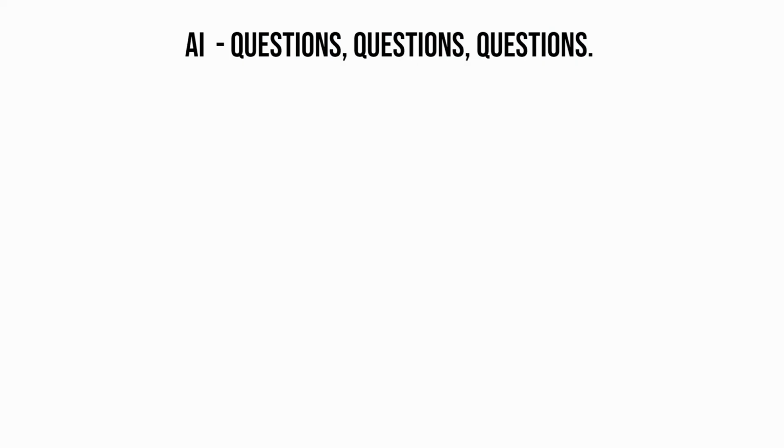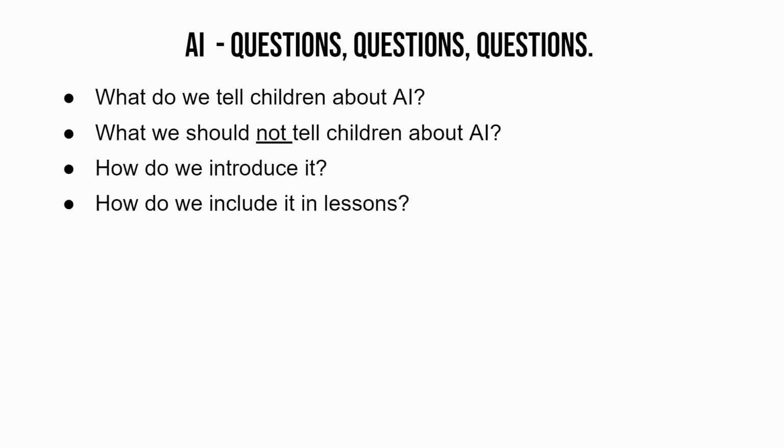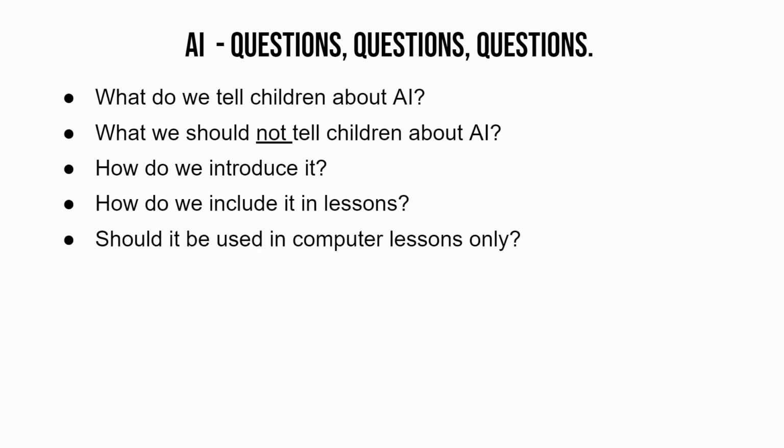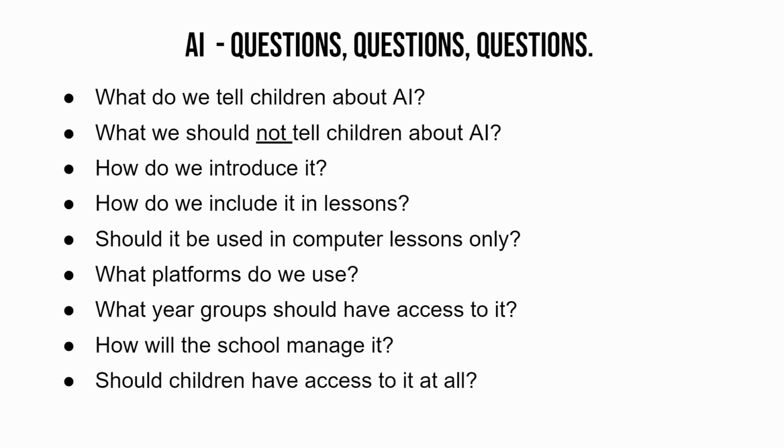But how do we use it? The problem is that AI has posed more questions than answers. And this is just a list that I created from some of the courses and some of the reading I've done. So what do we tell children about AI? What we should not tell children about AI. How do we introduce it? How do we include it in lessons? Should it be used in computer lessons only? What platforms do we use? What year groups should have access to it? How will the school manage it? Should children have access to it at all?